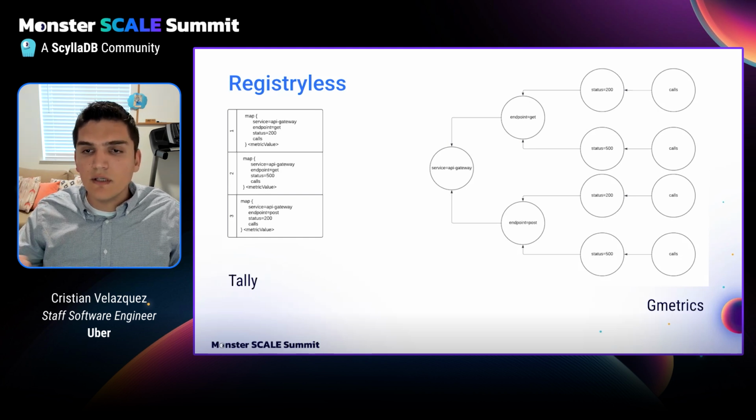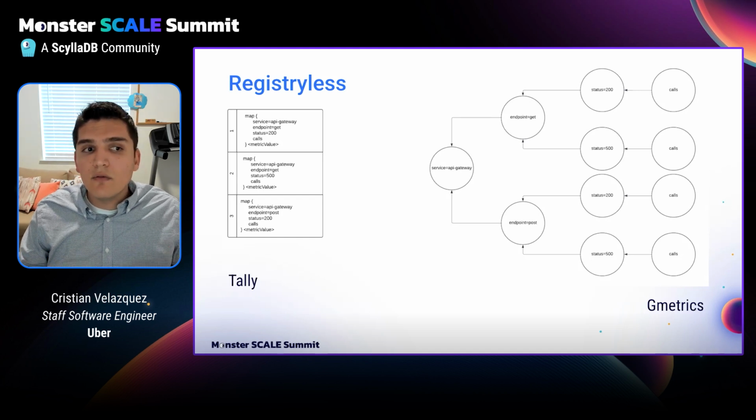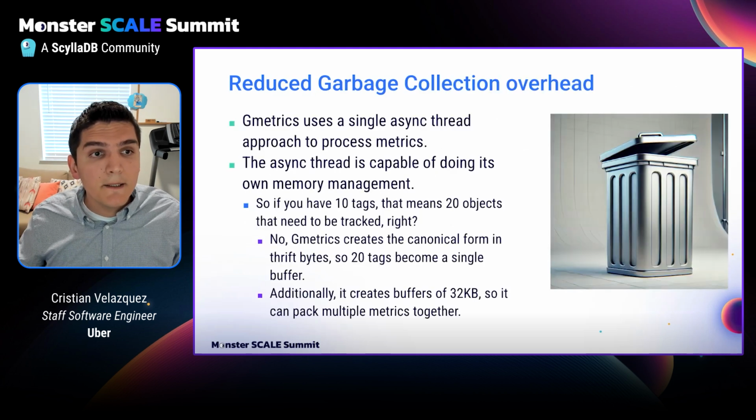This approach makes it easier for us because whenever we emit to the M3 reporter, we just remove all the links. We say, okay, we no longer need the GET endpoint, and we don't need to do any cleanup. The garbage collector is going to do that for us. In Tally world, you actually need to do some cleanup on the map, so it's a little bit more complex doing cleanup there.